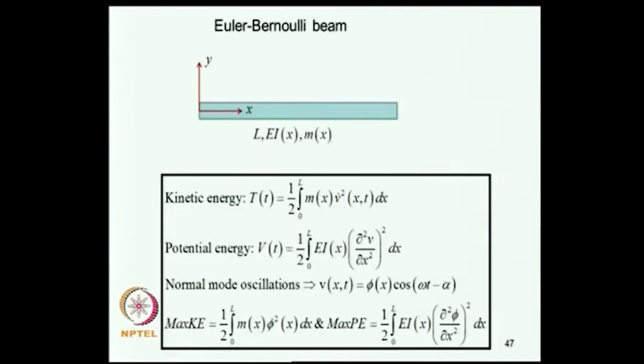How about the Euler-Bernoulli beam? Again we consider this beam system, L is the span, EI is the flexural rigidity, m of x is the mass per unit length, and displacement in the y direction is v of x comma t. So, this is the expression for kinetic energy, this is the expression for the potential energy. Now, in normal mode oscillations again we take the response to be phi of x cos omega t minus alpha. So, this is the expression for the maximum kinetic energy, this is the expression for maximum potential energy. These two must be equal.